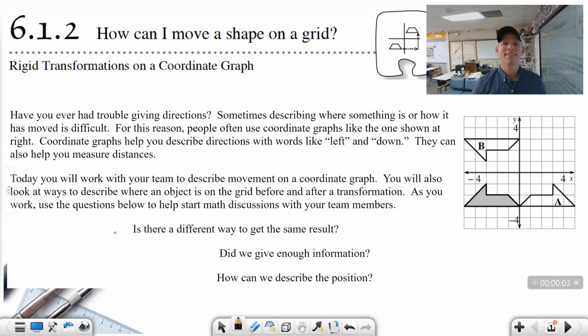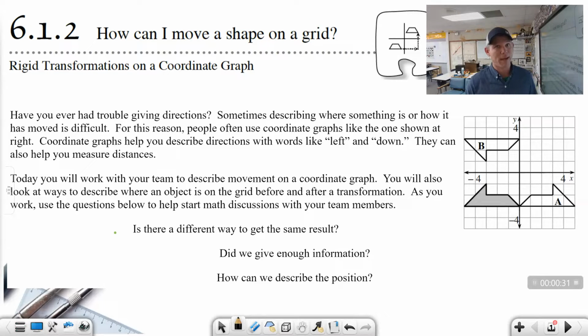Welcome everyone to the second lesson here in Chapter 6, Lesson 6.1.2, How Can I Move a Shape on a Grid? Now what we're focusing on today is directions on the coordinate grid. Yesterday we were introduced to these notions on our computer screen so that we can get familiar with the directions. But today we're going to focus on how it actually happens on paper on the coordinate grid.